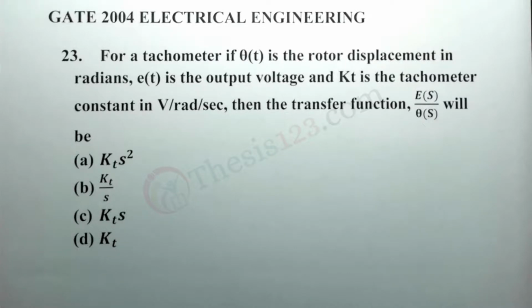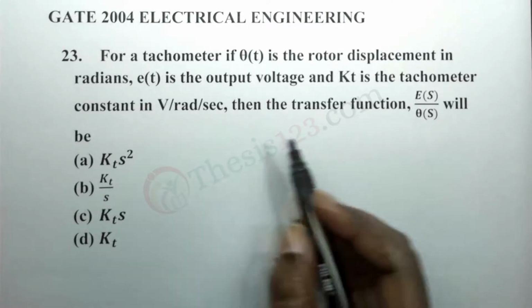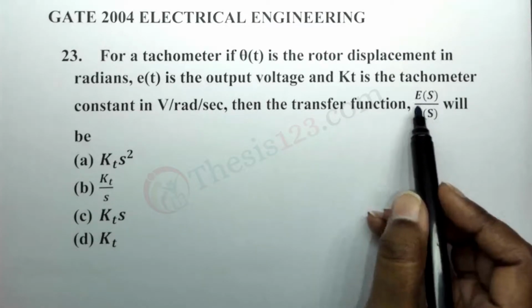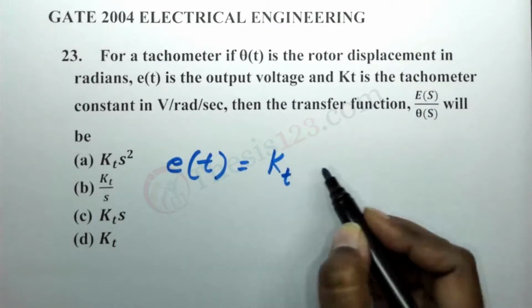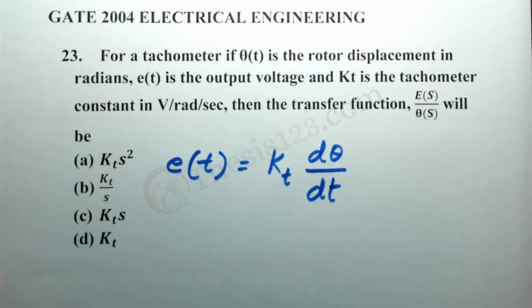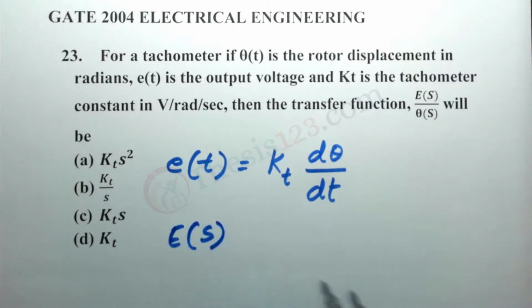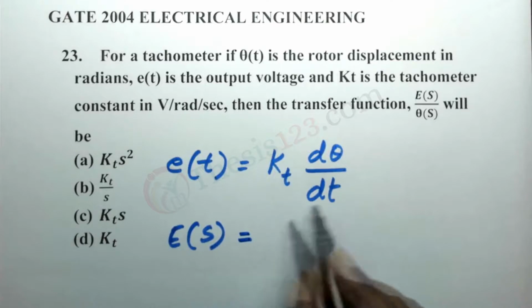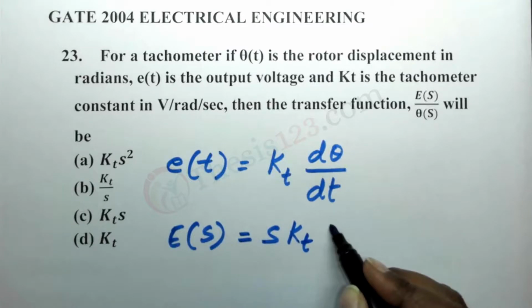Now for a tachometer, the first thing we will have to do is write down the voltage equation. So the voltage equation, over here we have been given that the output voltage is E(t). So E(t) is given as the tachometer constant Kt into d theta by dt. Okay? So this is in time domain. Now if we are to convert this into s domain, what happens? Now here we have E(t) will become E(s). The constant Kt d theta by dt can be written as s into Kt into theta(s).